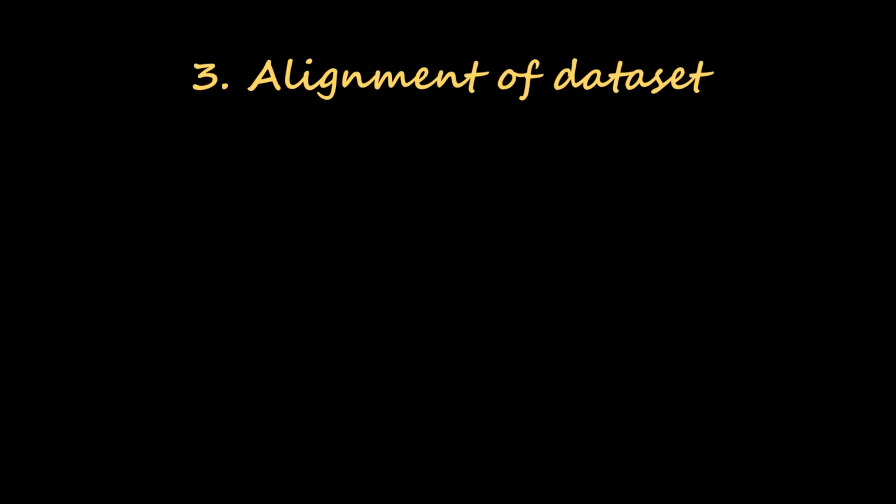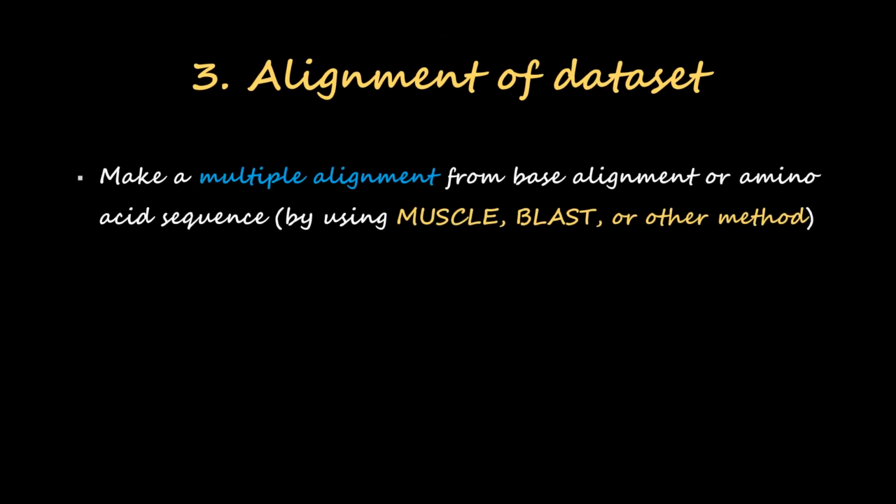Then is alignment of dataset. We make a multiple alignment from base alignment or amino acid sequence by using certain tools like MUSCLE, BLAST or other methods. The software used are T-Coffee and Jalview. They can actually be used for multiple sequence alignment.